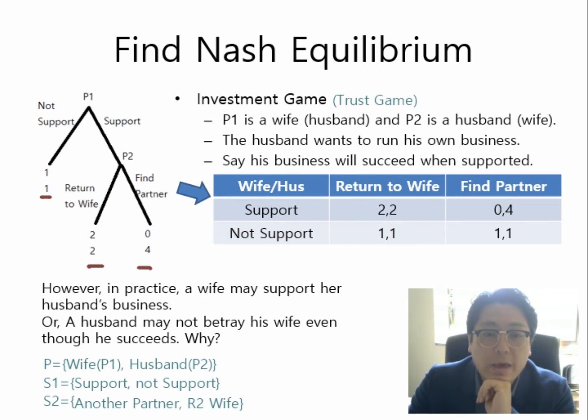Again, these are terminal nodes. There's nothing that the husband can do at this node. The only contingency that the husband can face is when this node is reached by the wife's support. Based on this, we can construct this normal form game.